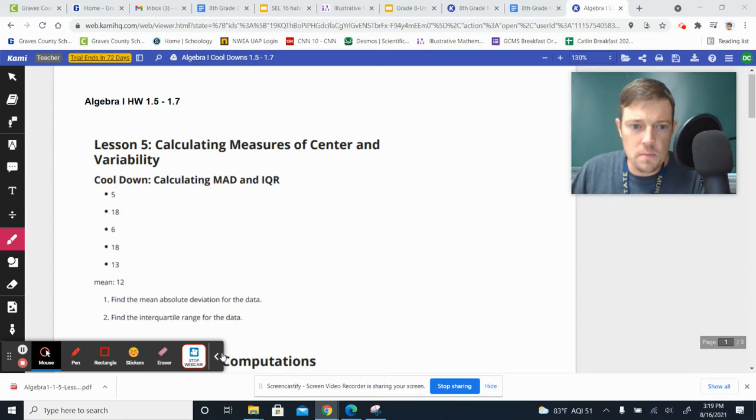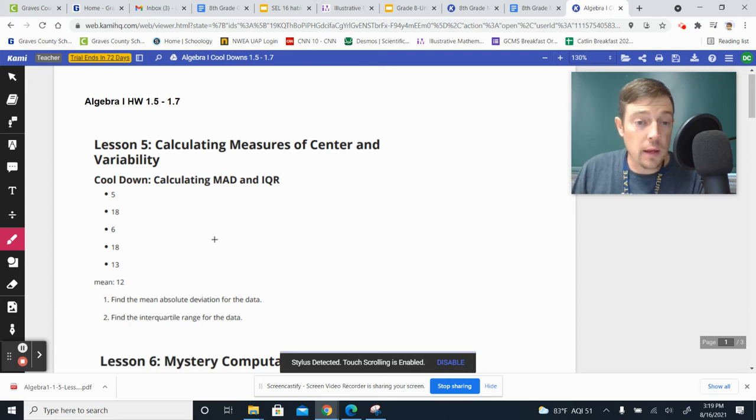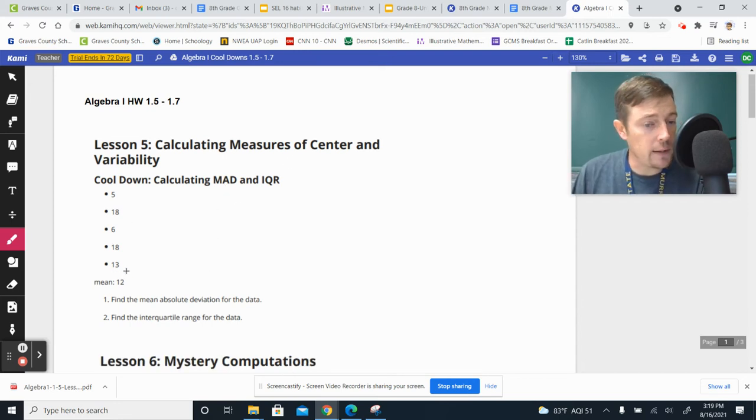Just going over review on how to find these mean absolute deviations and interquartile range. I got you a small data set, and I even found the mean for you for this one. So it's a pretty short task for you to do here. So let's jump right in with the mean absolute deviation. It's the average of how far all of the numbers in your set are from the mean. Okay, deviating or away from the mean. Three word definition there of what we're looking for.